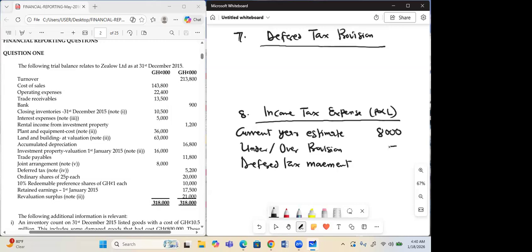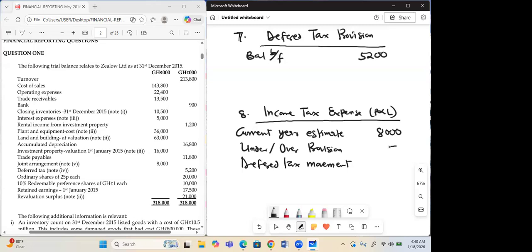So anytime you see the words income tax in the trial balance, if it is on the debit side, it's an under provision. And if it's on the credit side, it's an over provision. Is that clear? Yes, sir. So now there is no under or over provision, but there is an opening balance of deferred tax. The opening balance of deferred tax is what? 5,200. So you put the 5,200 here in the deferred tax account.